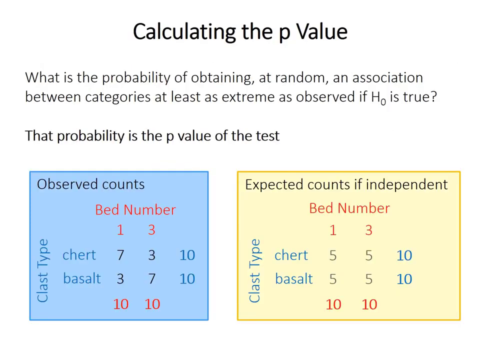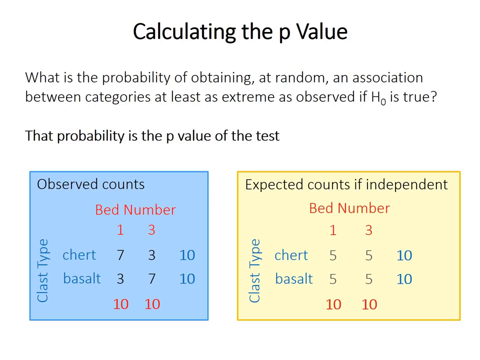So Fisher's exact test is, as the name indicates, an exact test. The p-value is calculated as the probability of obtaining an association between the categories at least as extreme as observed if the null hypothesis is true. Right, so the null hypothesis is of no association. You could also say it's that the counts are independent of the sample from which they come. If that's the case, you would expect the counts to be equal in the two samples. Right? If the abundance of chert or basalt is independent of the bed in which it occurs, it has to be the same in both of them.